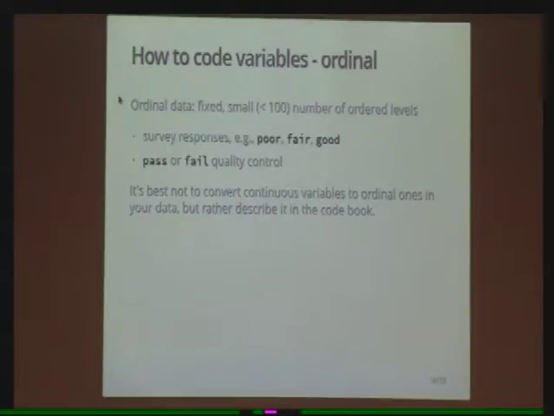So how do we code ordinal data? So ordinal are a fixed small number of ordinal levels. So for example, survey responses, poor, good, fair, quality control levels, pass, fail. Better not to convert continuous variables to ordinal ones in your data. So if you have some way that you can take continuous and bin them, for example, high, medium, low, you don't want to convert them. You just maybe want to add another column or describe what your criteria for high, medium, and low were. From 0 to 5 was low, from 5 to 10 was medium, for example. So that's placed in the code book for it.